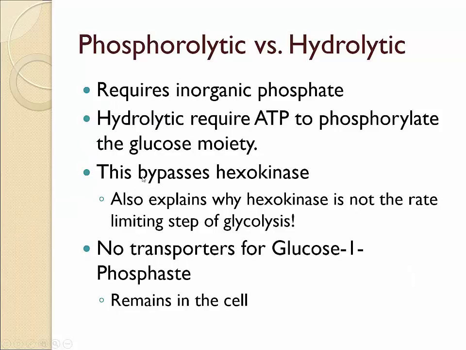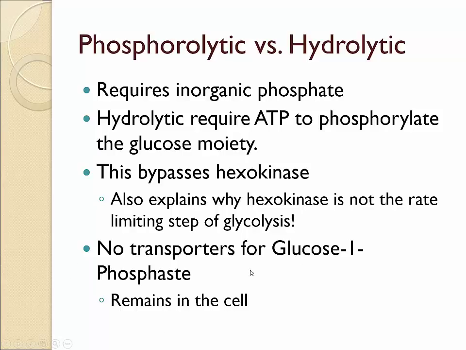This is important because this bypasses hexokinase. Now, we haven't seen hexokinase yet. It's the first canonical step in glycolysis, but it can be bypassed. So hexokinase actually does require ATP, but phosphorylase doesn't require ATP. So this is a way we can get into glycolysis without using ATP.